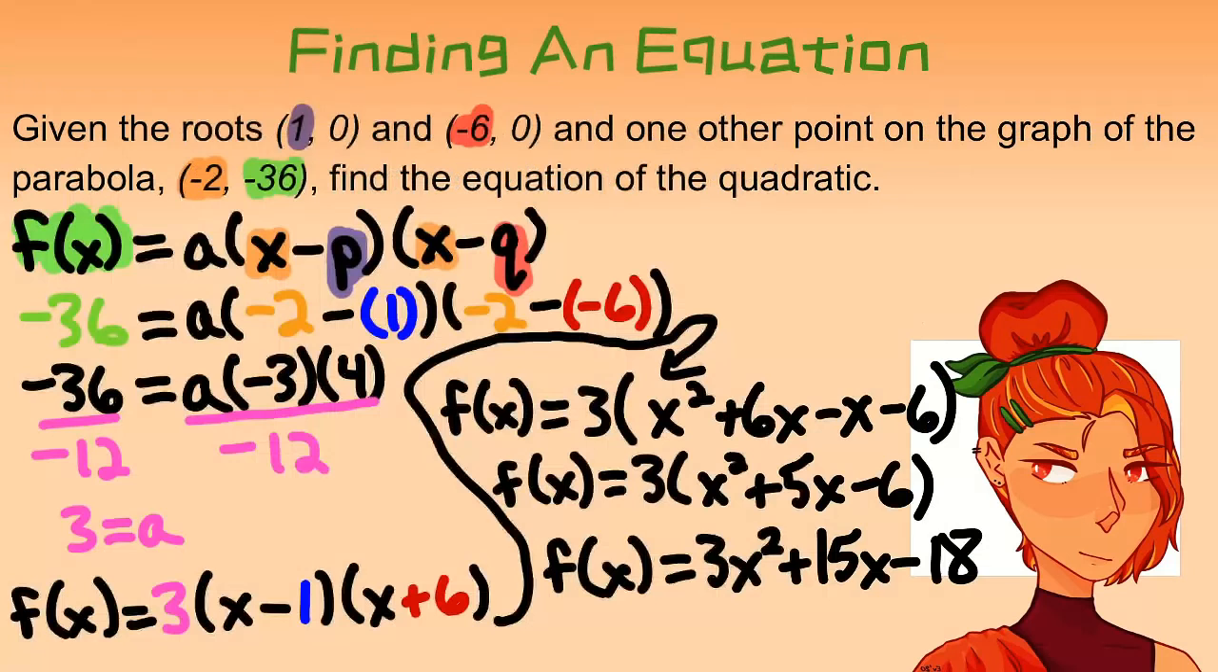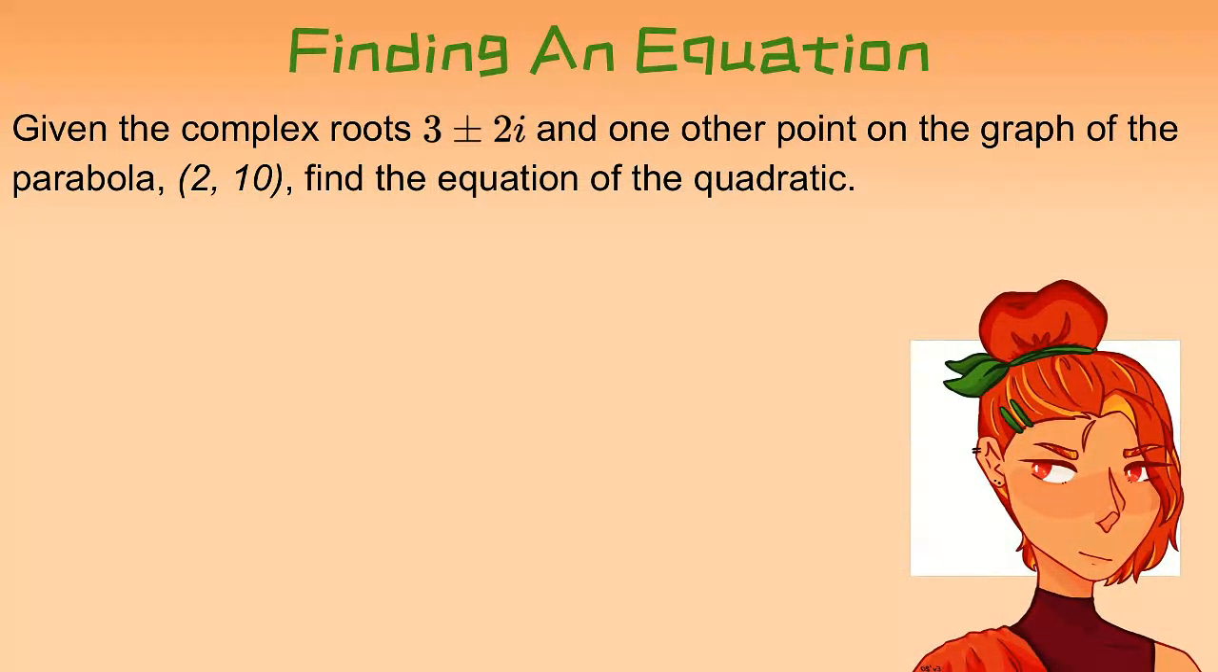We're going to do the same basic thing we did over here. Okay? We're going to take our roots and plug them into p and q. Our y value, or our coordinate, we plug in for x and y, and then solve for a. All right? So here, our roots are 3 plus 2i and 3 minus 2i. Our x value is 2, and our y value is 10.